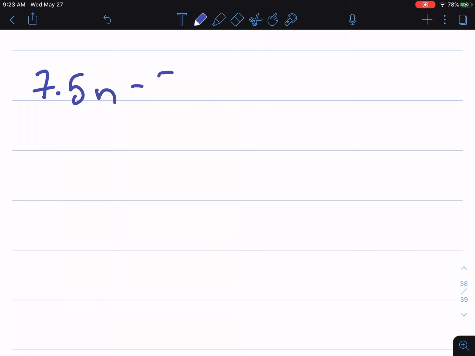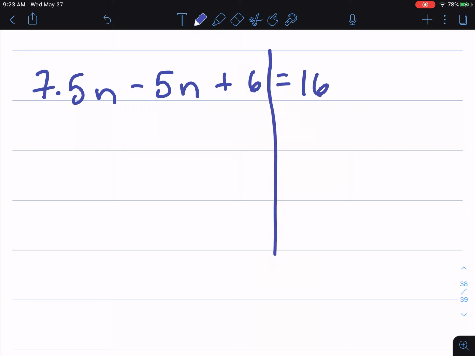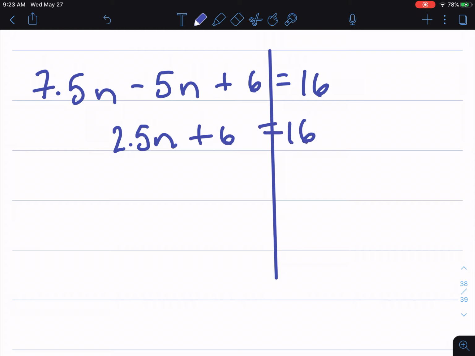Next one, 7.5n minus 5n plus 6 equals 16. And draw my barrier wall there. I see here on the left I have some terms that are like that I can combine and clean up. So I have 7.5 minus 5, and that is 2.5n plus 6 equals 16. Now remember, you deal with this number, this 2.5, with the n last. I got to handle this plus 6. So the opposite of adding 6 is subtracting 6 from both sides. So now I have 2.5n equals 16 minus 6 is 10.